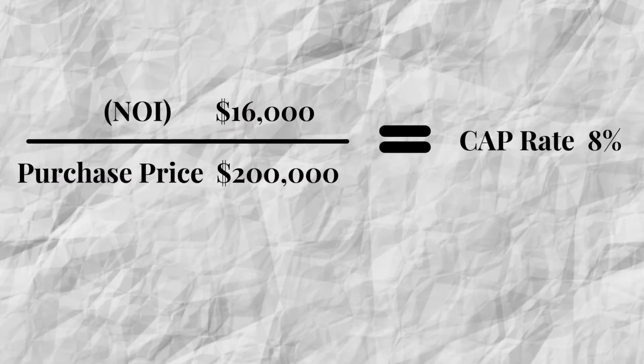Okay, so now we have to divide the NOI, $16,000, by the purchase price of the property. Let's just say that the purchase price is $200,000. So after the division, that leaves you with an 8% cap rate.